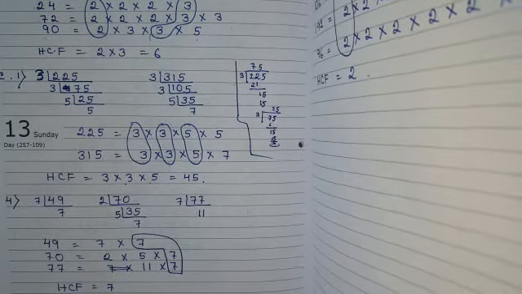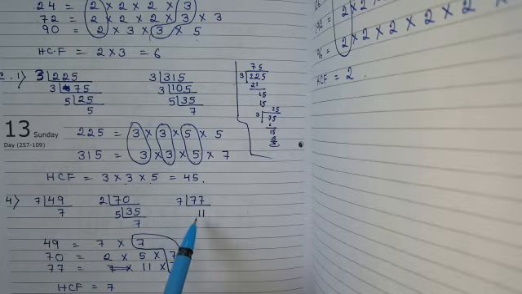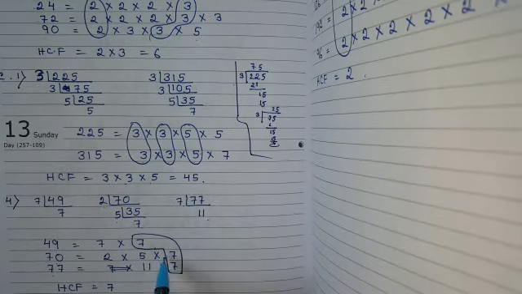Sum number 4. 7 sevens are 49. 2 thirty-fives are 70. 5 sevens are 35. 7 elevens are 77. Now write down the factors. 49 equals 7 into 7. 70 equals 2 into 5 into 7. 77 equals 7 into 11. Now here mark only one 7 is common here. 7 into 11 and 11 into 7 both are same. I have written 7 here because if you write down 7 here you can easily mark the common number, nothing else. So HCF equals 7.